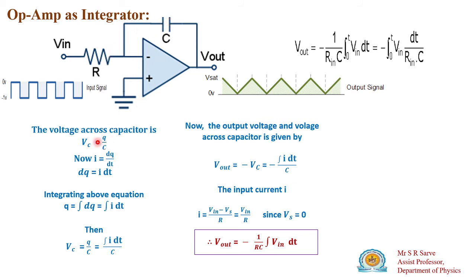What is the equation for voltage for the capacitor? Voltage is equal to charge divided by capacitance. Okay, and what is the current? Current is the rate of flow of charge. So you will get the equation for dq: dq is equal to I dt. If you integrate this equation, you will get q is equal to integration of dq, which is equal to integration of I dt. Okay, if you substitute this value in this equation, what is the q? Q is the integration of I dt divided by C.